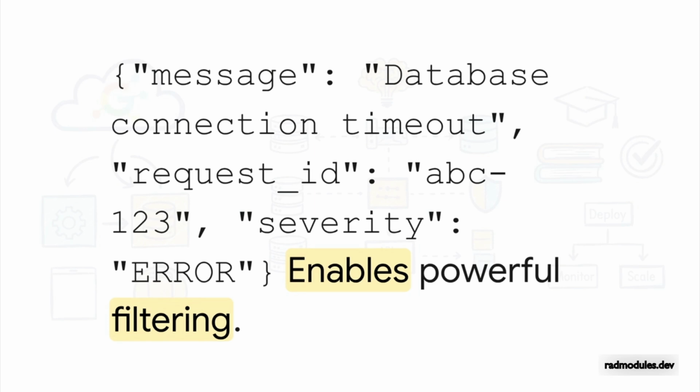Just look at this example. We're not just getting "database connection timeout." We get a nice JSON object with key value pairs. Now we can easily search for every log with a severity of error, or maybe trace one user's entire journey through the system using that request ID.